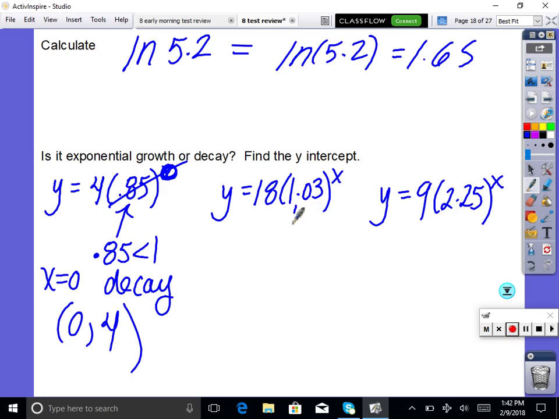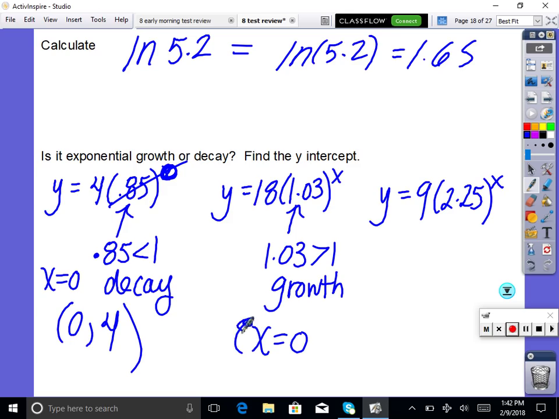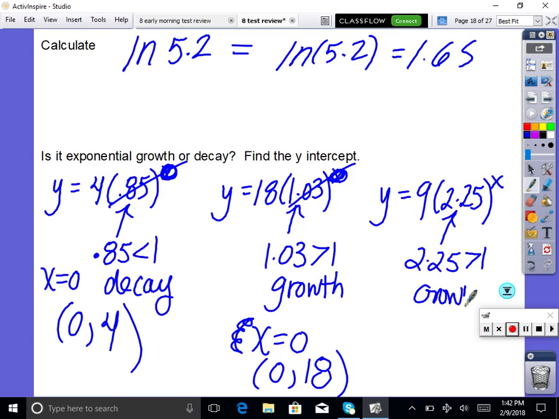Then right here, we would say this is growth. 1.03 is larger than 1, so it's growth. Then our y-intercept is when x equals 0. So 0, comma, if I plug in 0 here, that becomes 1. So 0, comma 18. Pretty easy stuff. So then right here, once again, this one would be growth, because 2.25 is greater than 1, so it's growth. And our y-intercept would be 0, comma 9. You're getting the picture of how to do this.